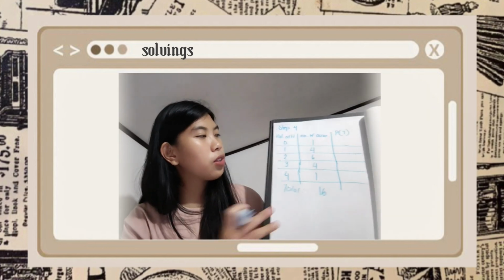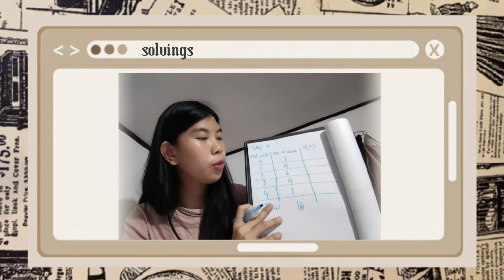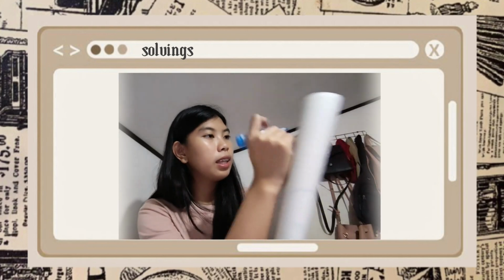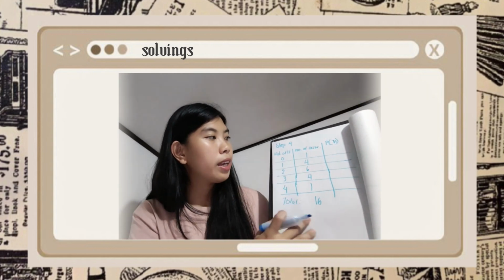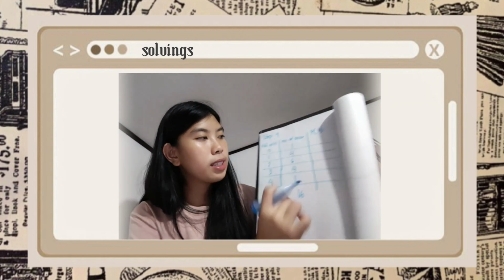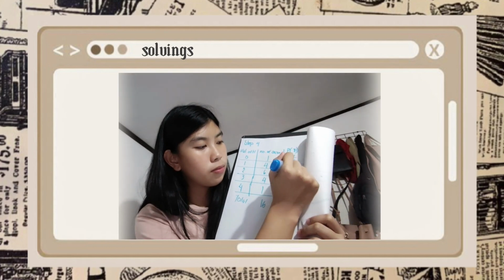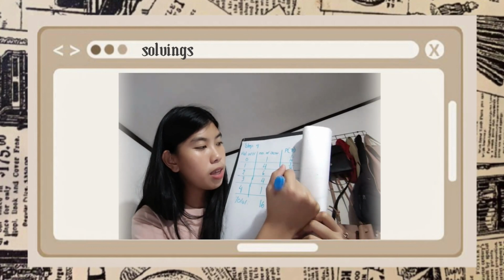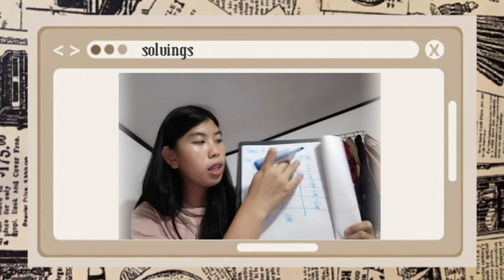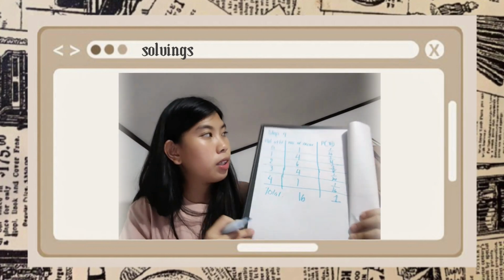Now here in our step 4, as you can see, I already have the table and also got the total of the number of occurrences, which is 16. Here we are going to have the probability of getting heads. We are just going to divide the number of occurrences by our total. So 1 divided by 16 is 1 over 16. 4 divided by 16 is 1/4. 6 divided by 16 is 3/8. 4 divided by 16 is 1/4. And 1 divided by 16 is 1 over 16. If we total all of this, it will be equal to 1. So that is how we get to step 4 of this problem.